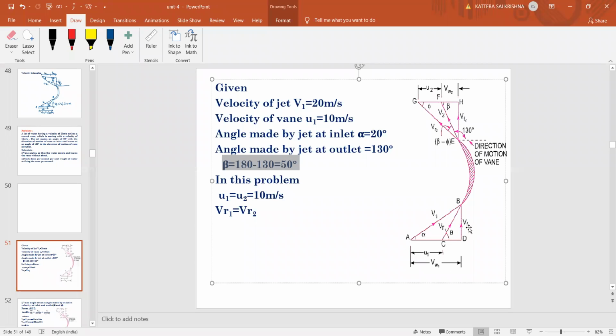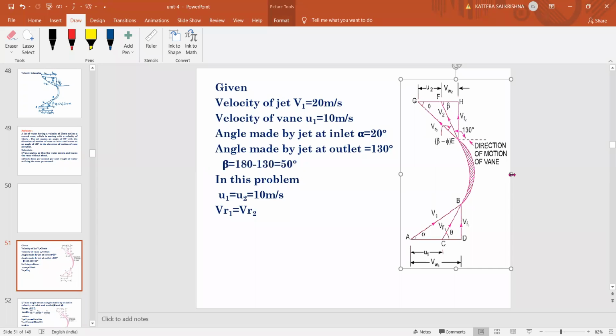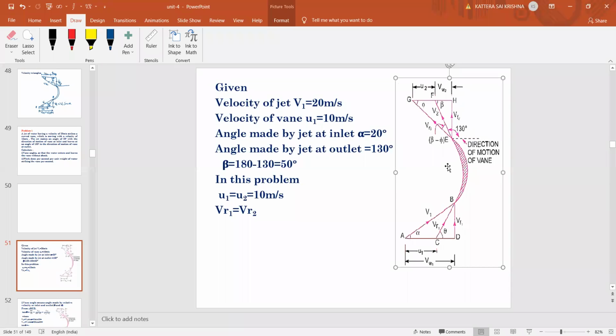The inlet will always be the same, but the angles and values will be different. So remember, this diagram is very, very important for solving the problem. Otherwise, you cannot solve the problem, right? So in this problem, already we know the blade velocity will always be the same.